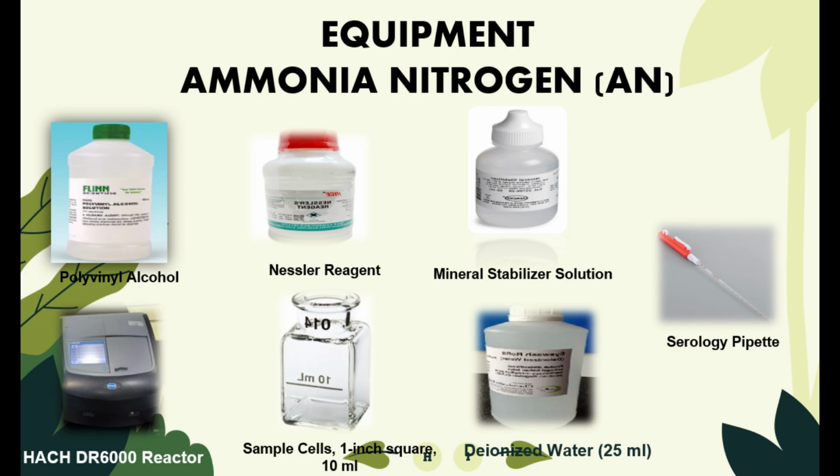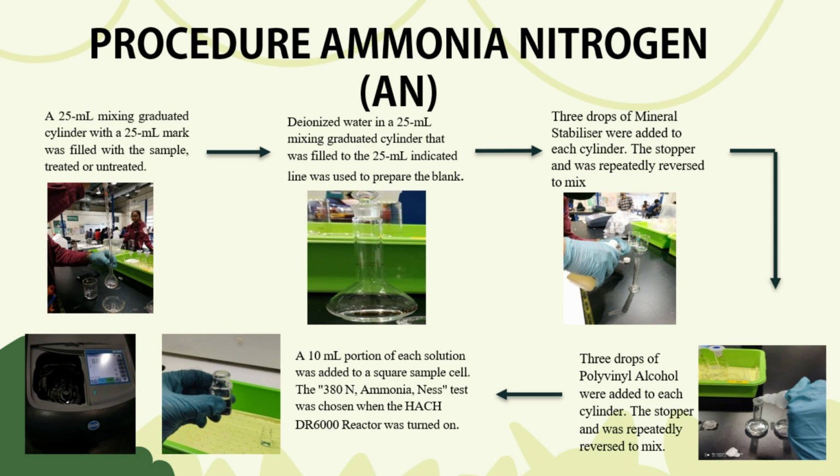Okay, this time procedure for ammonium nitrogen: a 25 ml mixing graduated cylinder with a 25 ml mark was filled with the sample, treated or untreated. So the next step is the deionized water in a 25 ml mixing graduated cylinder that was filled to the 25 ml indicated line was used to prepare the blank.